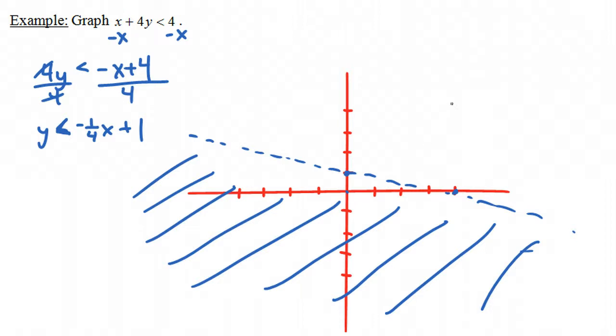Any point that's above this, for example, 0, 4 would make it not true. If x is 0 and y is 4, notice, is 4 less than 1? No. So this is the graph, and notice the points on the line itself will not be solutions because we don't have the or equal to.